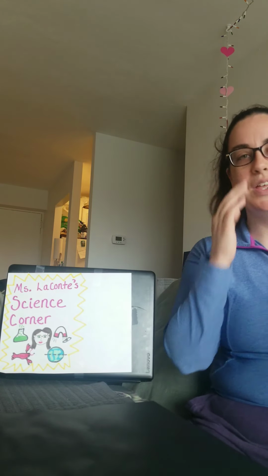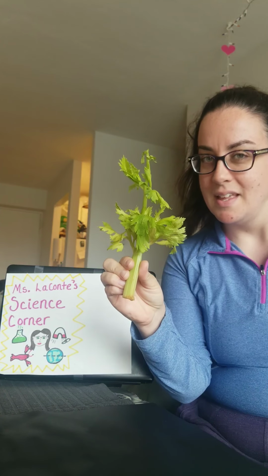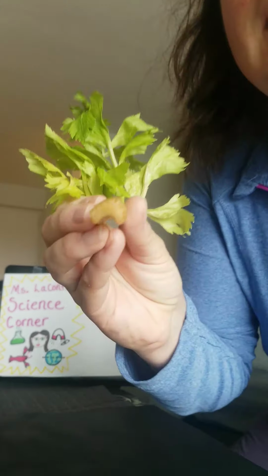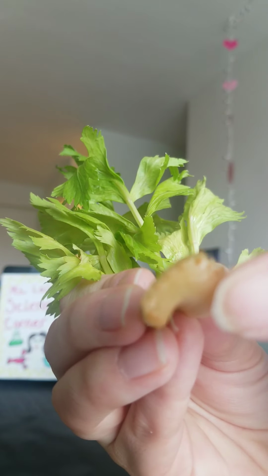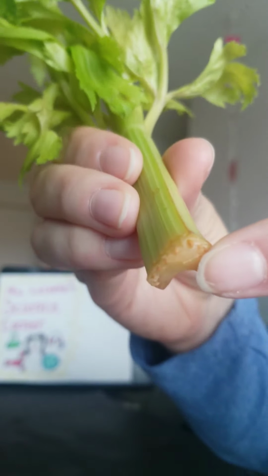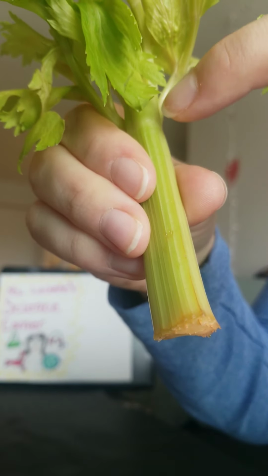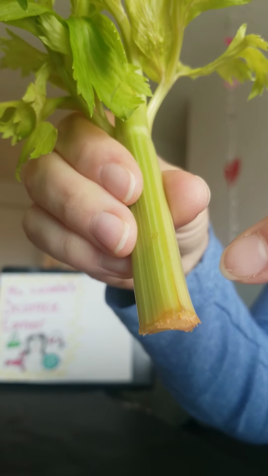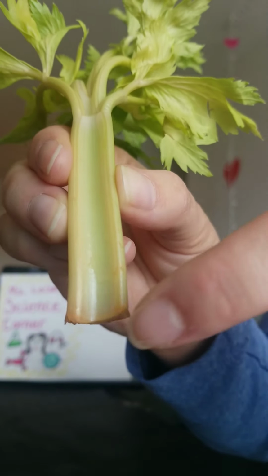All right, I'm ready to show you that final result. So here is my celery from far away. Here is my celery a little bit up closer. What I'm noticing down here is some orange coloring right on the bottom of my celery. And I'm also noticing, if I flip it up like this, some dark orange lines going up my celery stalk. I'm also noticing the same result on the other side of my celery stalk.